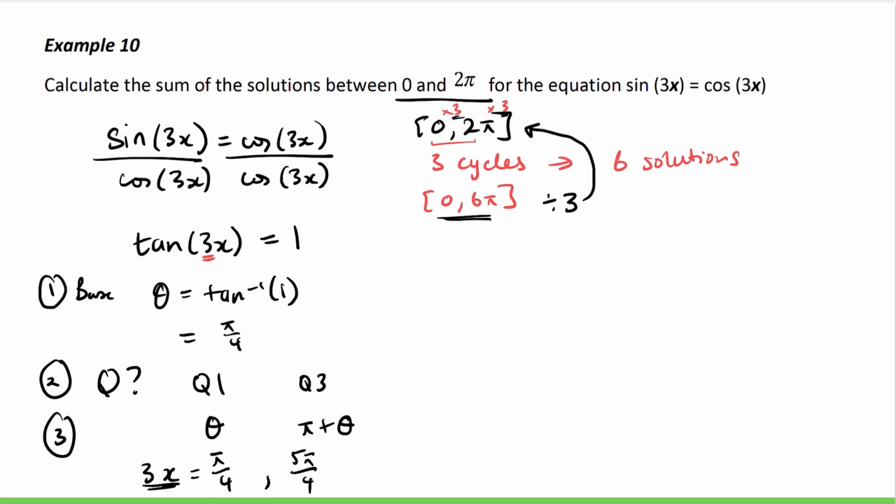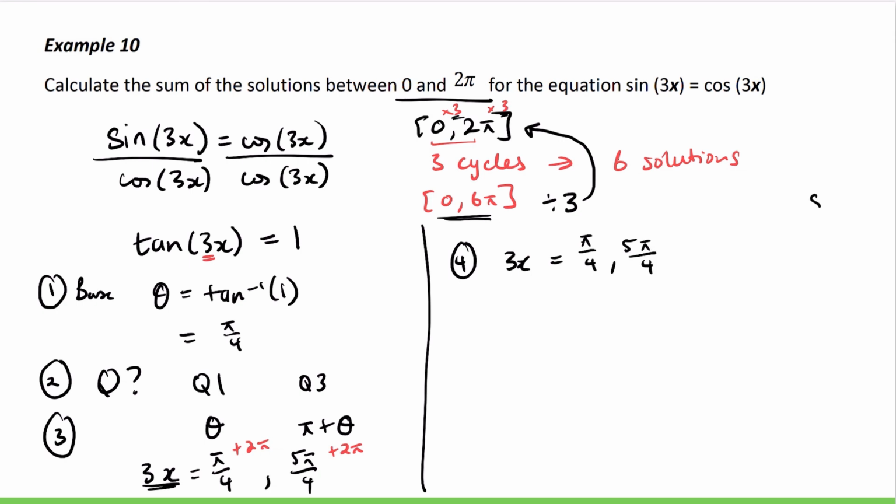So what I'm going to do is add 2 pi to these. So your general rule is to just add 2 pi until you divide by the period. This is step 4, where we're finding more solutions. So 3x is equal to pi on 4, 5 pi on 4. Now I'm going to add 2 pi to each of these, remembering that in terms of on 4, 2 pi is equal to 8 pi on 4. So 1 plus 8 is 9 pi on 4, and 5 plus 8 is 13 pi on 4.